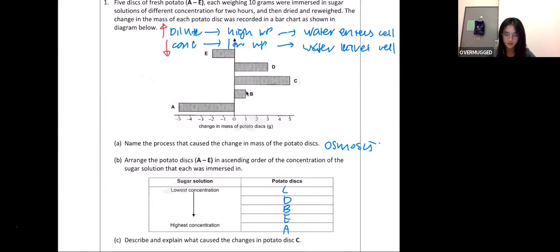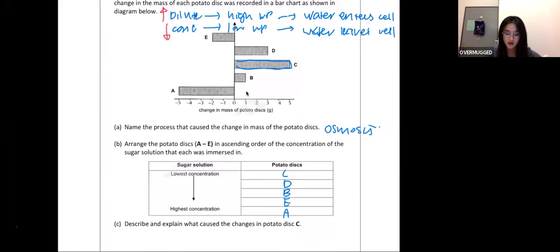All right, so potato strip C was put in the most dilute solution. So the most amount of water entered, it had the greatest increase in length. Similarly for A, it was put in the most concentrated solution. So the most water left the cell. So there was the greatest decrease in the mass.